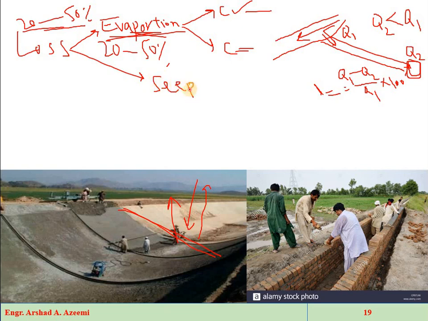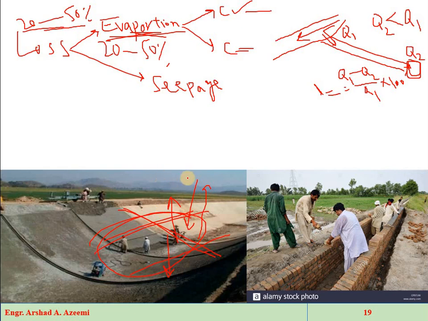Seepage losses: see, in an irrigation canal there will be water. If the canal is unlined, if the canal is of natural condition, then the water will enter the soil from the water body, and that is called seepage loss. The water will be absorbed by the soil, percolated into the soil, and it depends on the soil type, the age of the canal and the shape of the canal, and also on the groundwater table.